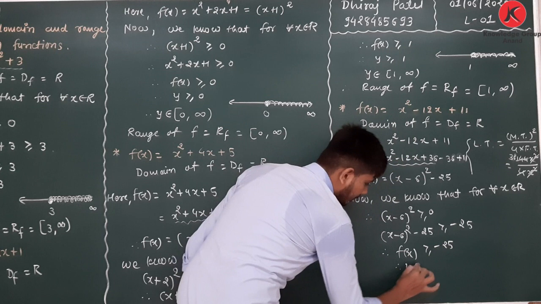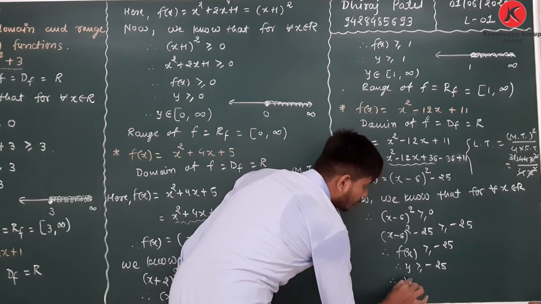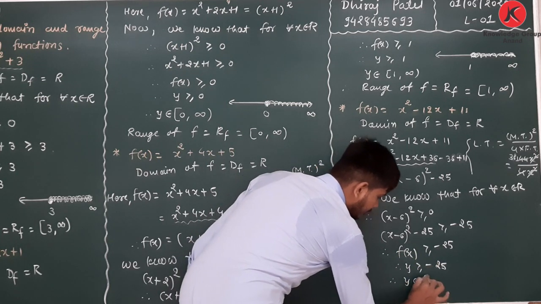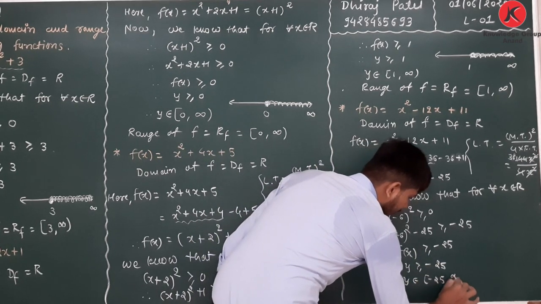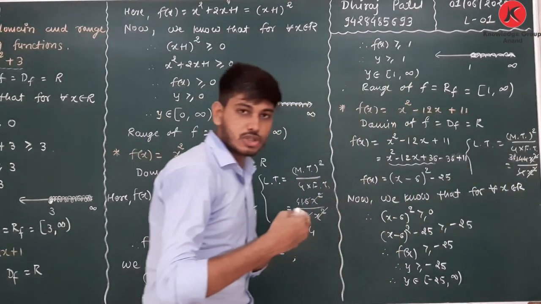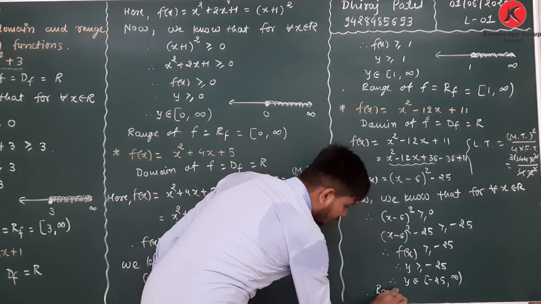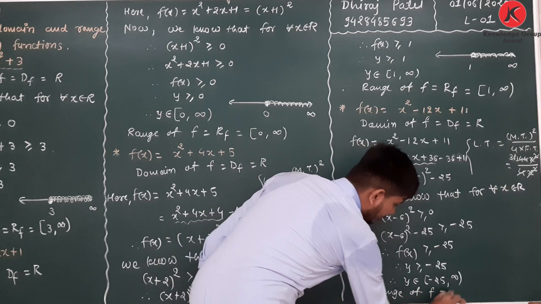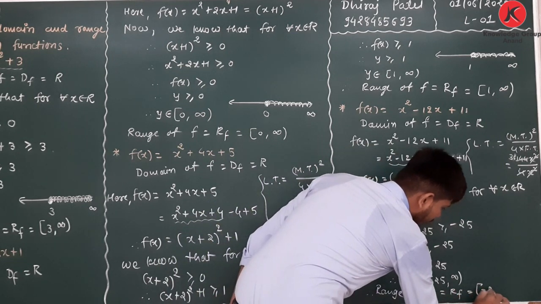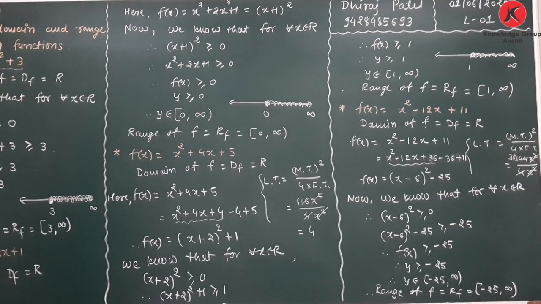And we know that f of x is equals to y which is greater than equals to minus 25. Therefore, we can say that y belongs to minus 25 to infinity. Greater than equals to minus 25 means minus 25 to infinity. Therefore, range of f, denoted as R of f, equals minus 25 to infinity. This is your answer. And how to obtain the range of any quadratic polynomial?